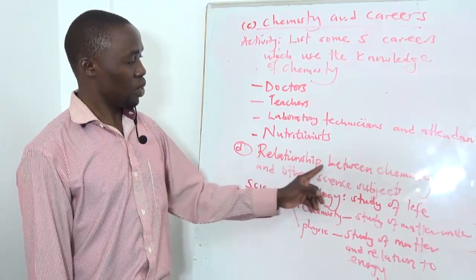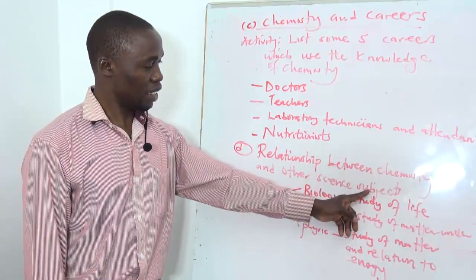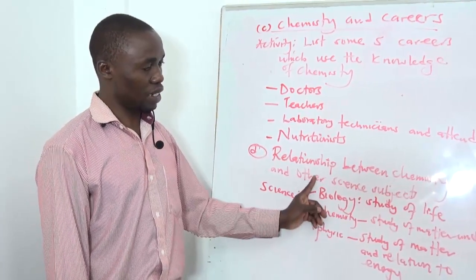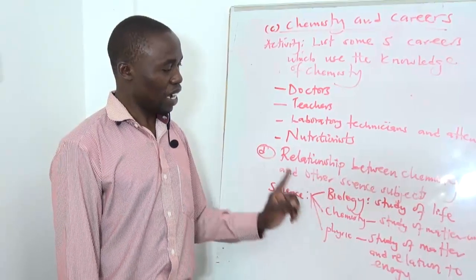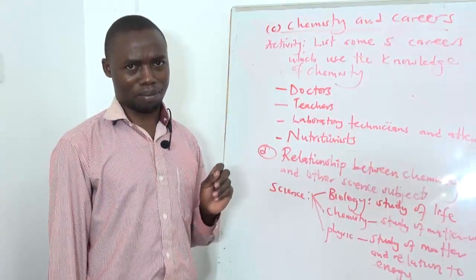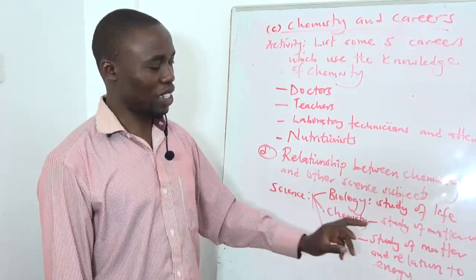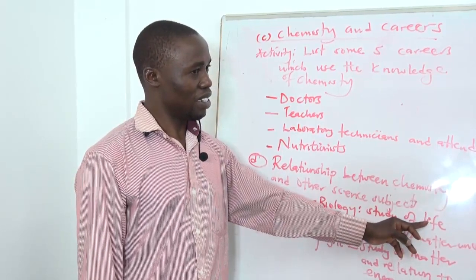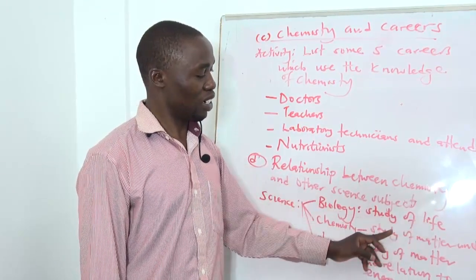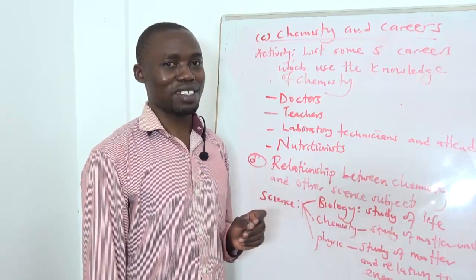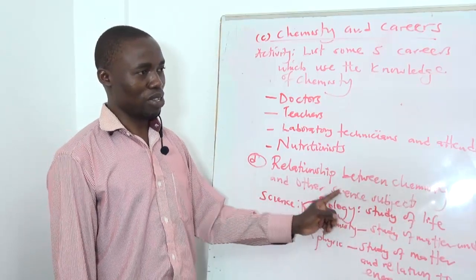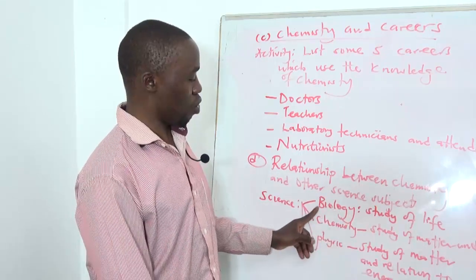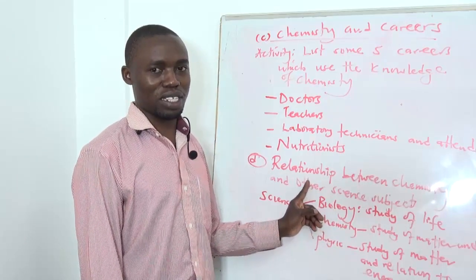Now, relationship between chemistry and other science subjects. We can basically say that chemistry is related to the three science subjects. Can it be related to biology? Because we are saying biology is the study of life. Can chemistry relate to biology? Yes, they can be related, not so? Could you have a relationship and explain it out? Especially explain how chemistry is related to biology.